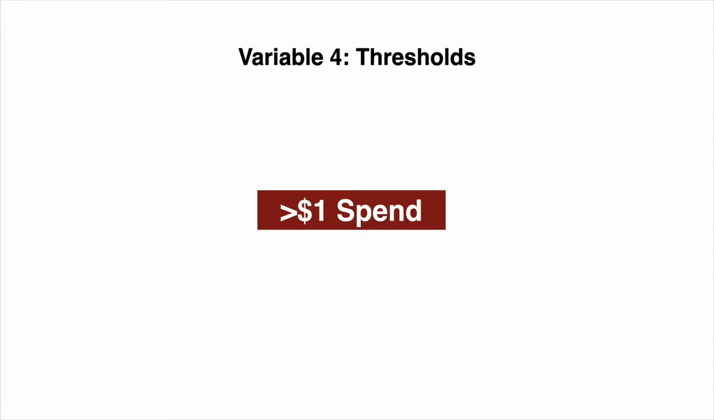And then variable 4, we did greater than or equal to $1 spend. So we did add a spend threshold just because if it's spending less than $1, it's probably not worth even changing it. You know what I mean? So we added this just to have a spend threshold.